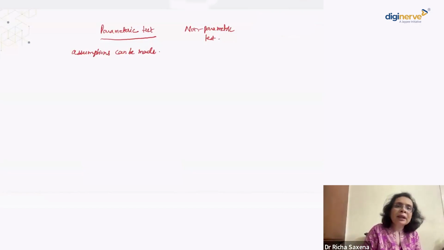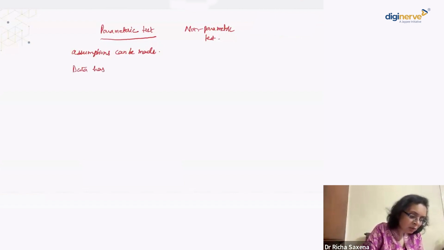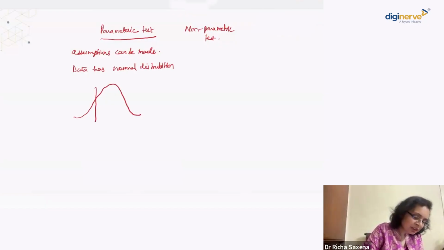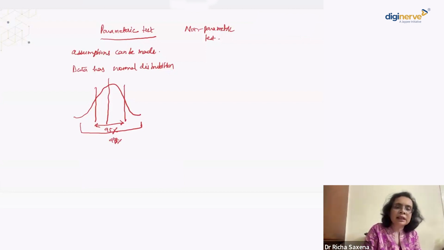So if assumptions can be made, what do you think the data will be having? Data has normal distribution. Because if the data follows normal distribution curve, then you know that the bell-shaped curve, about 95% is within one standard deviation, within two standard deviations it'll be about 97%, and about three standard deviations would be 99%. So a parametric test is where the data follows normal distribution.